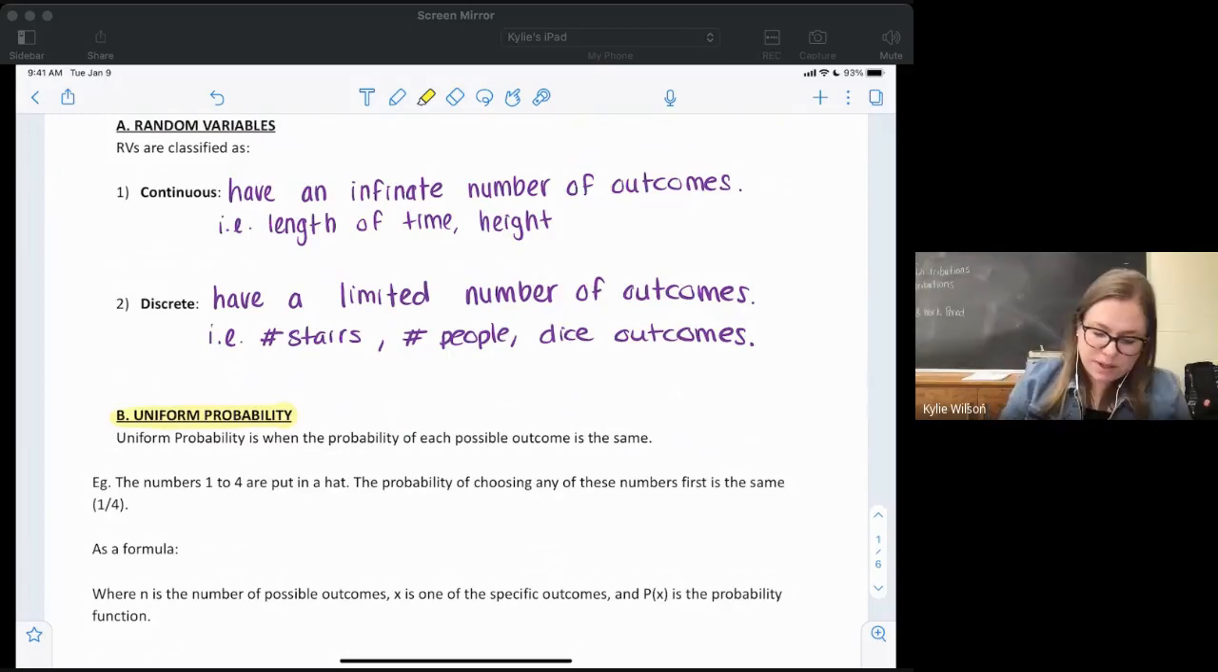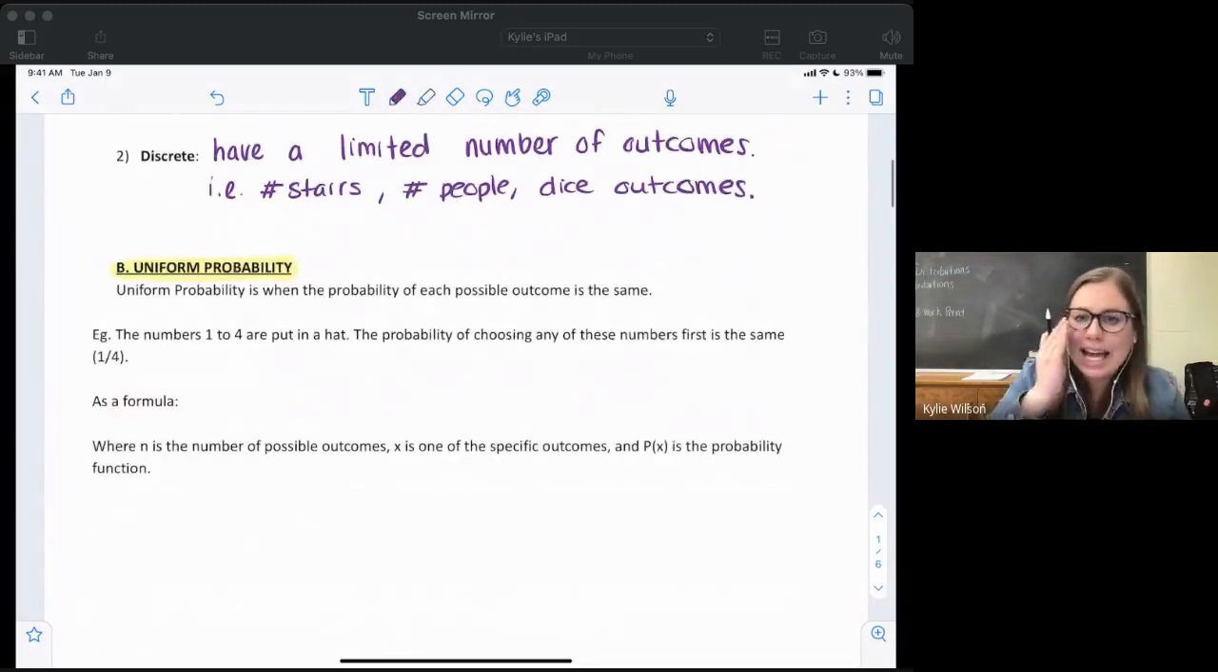So for example, if I place the numbers 1 to 4 in a hat, the probability of any of these numbers being chosen first is the same. So that is an example of uniform probability because all of my outcomes have the exact same probability. Now we can actually write this out as a formula, and we won't use this formula too much today, but later on we will use it quite a bit. But we do need to be mindful of looking out for uniform probability.